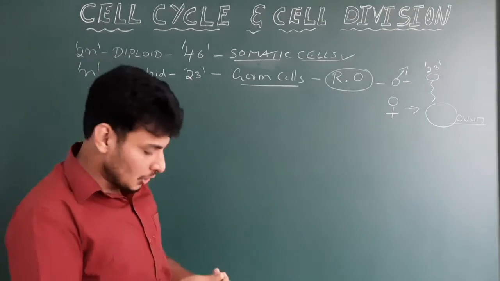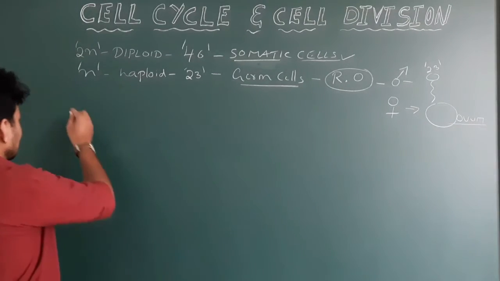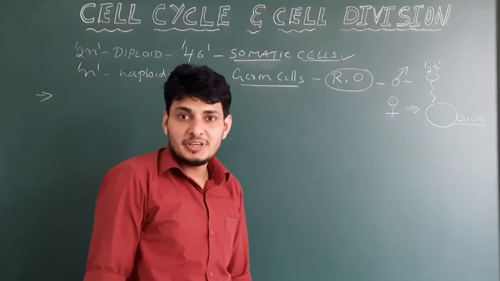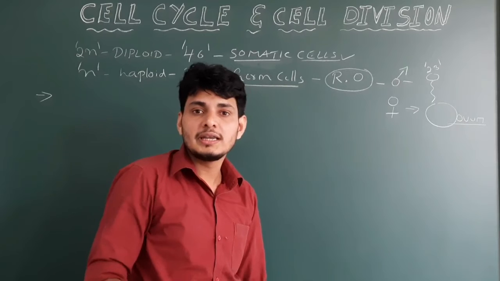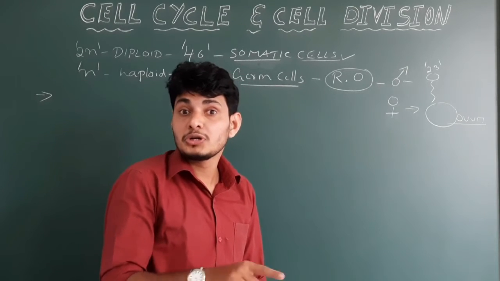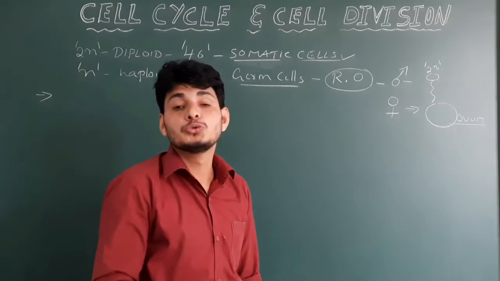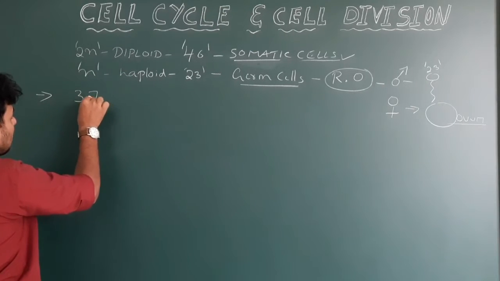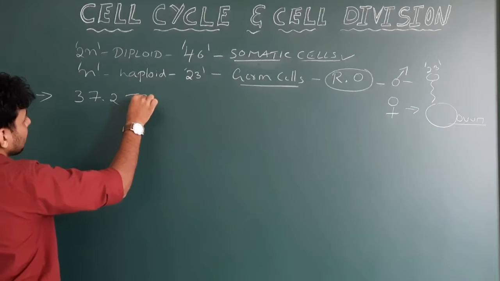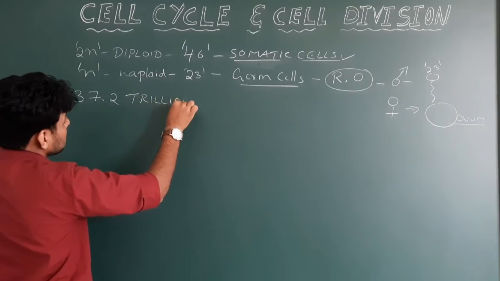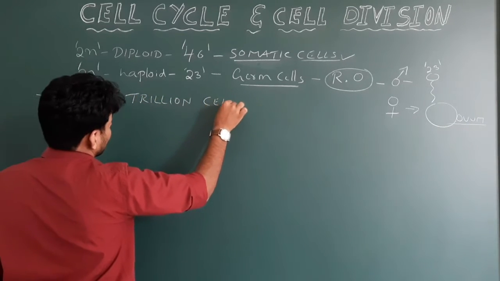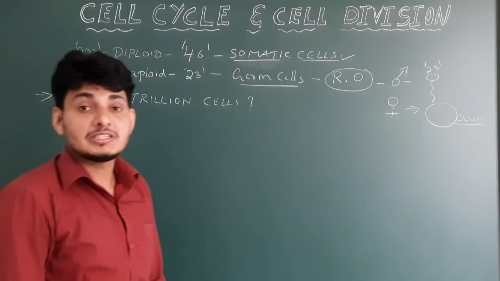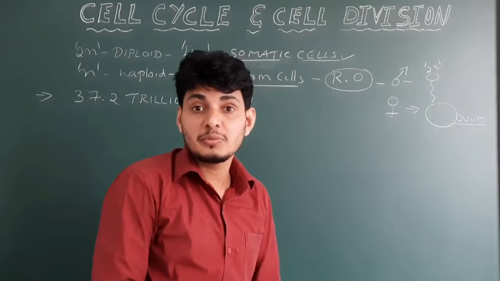That's it. Now, the interesting factor is how many cells do we have? We have 37.2 trillion cells. It's huge in number. So we write 37.2 trillion cells. It is not million or billion, it is trillion cells. Now the question is, why do we have 37.2 trillion cells? What is the reason behind it?